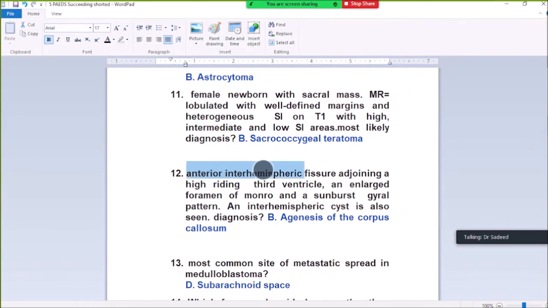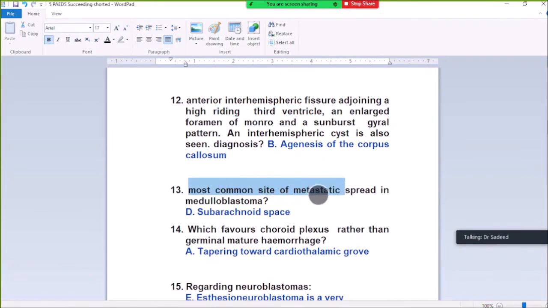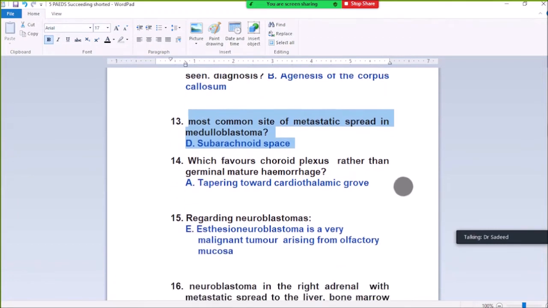Question number 12. Widened interhemispheric fissure adjoining a high-riding third ventricle and a sunburst gyral pattern. Interhemispheric cyst is also seen, diagnosed agenesis of corpus callosum. High-riding third ventricle, agenesis of corpus callosum. 13. Most common site of metastatic spread in medulloblastoma is subarachnoid. Metastatic spread in medulloblastoma is subarachnoid.